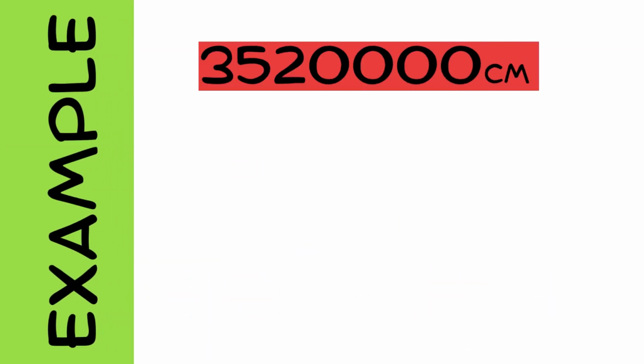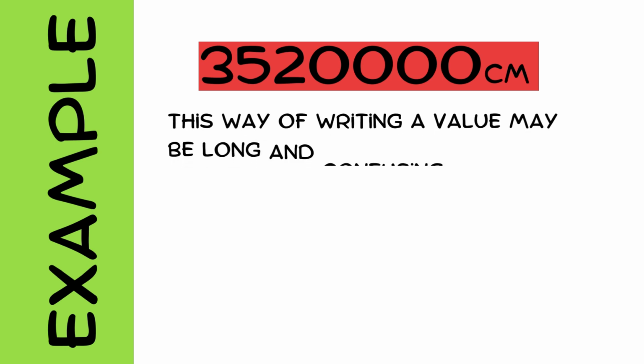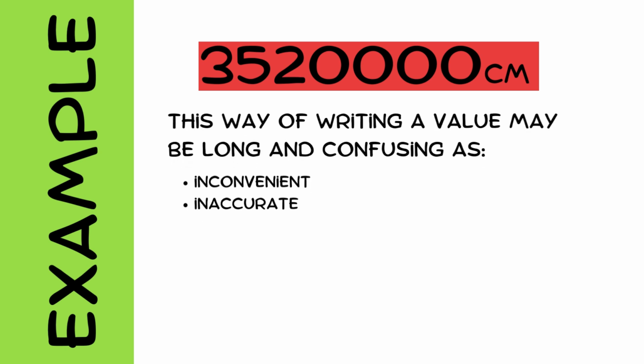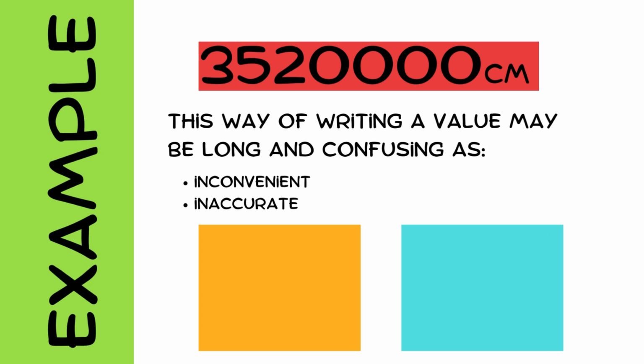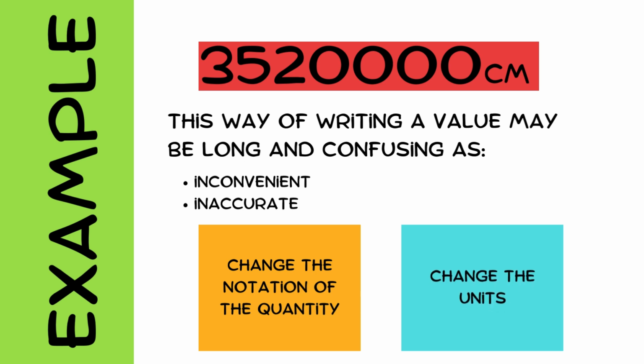Now let's look at a measurement such as this. Unfortunately for us, this value can be very confusing, as it is inconvenient and inaccurate. There are 2 ways in which we can simplify this value. We could either change the notation of the quantity or change the units.